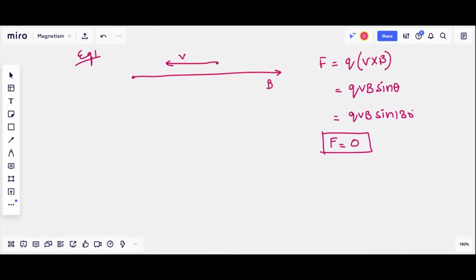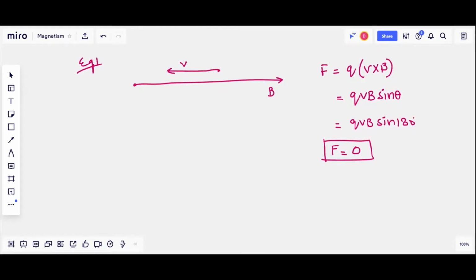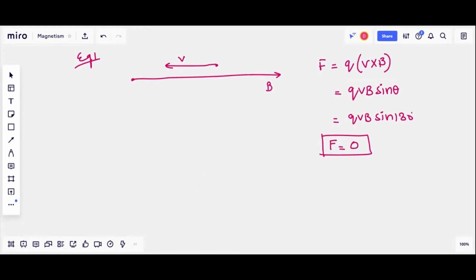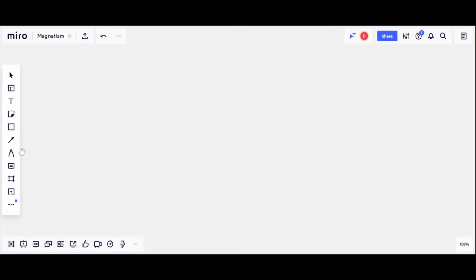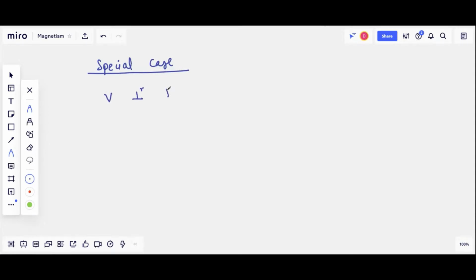So there has to be some angle between the velocity and the magnetic field for the force to act on any charge. I also talked about a special case in the blog. So let's discuss that. The special case arises when velocity enters perpendicular to the magnetic field. What this means is if we write force as QVB sin theta, then if theta is 90 degrees, the special case comes in where the force is QVB.